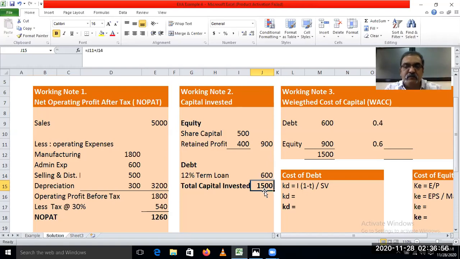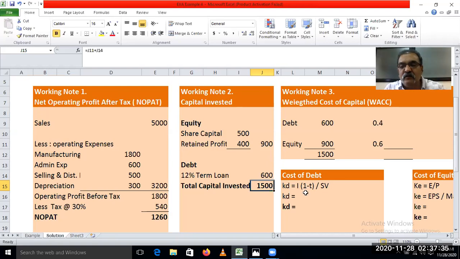So the total amount of capital invested is 1,500 and net operating profit after tax is 1,260. So we have got two components of EVA. Now we want to calculate the third one, that is the weighted average cost of capital. To calculate it, what do we require? We require the specific cost of debt and equity and the amount of debt and equity. The amounts of debt and equity are known to us, but the specific costs of debt and equity are not given to us. We will have to calculate them.